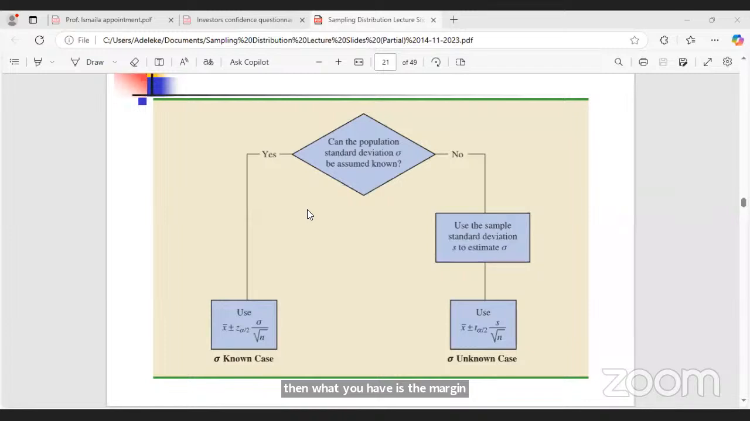Now, that margin of error is added to the mean to give you the upper bound, that is the highest possible estimate. It's also subtracted from the mean to give you the lower bound, which is the lowest possible estimate. So that when you are making a statement, you could say that your estimate, the value that you are computing for the population parameter, lies between the lower value and the upper value.